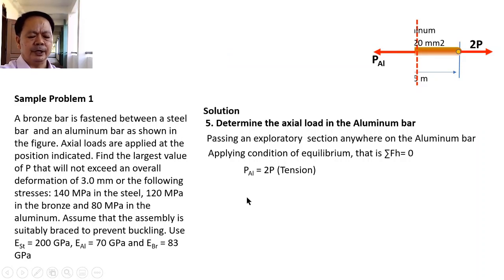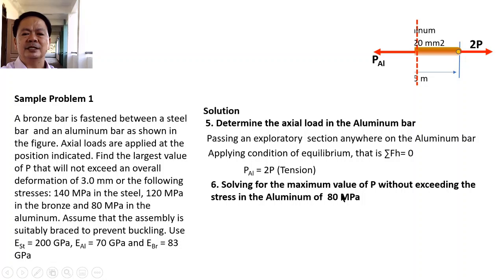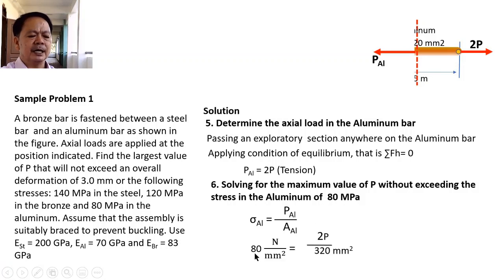And to solve for the maximum value of P considering the strength of the aluminum with the allowable stress of 80 megapascal, we substitute this in the formula that stress is equal to P over A, with stress equal to 80 megapascal, and P of the aluminum equal to 2 times P, that is the internal load acting on the aluminum, divided by the cross-sectional area of the aluminum. Again, square millimeter here will cancel. We can compute for the value of P equal to 12,800 Newton.